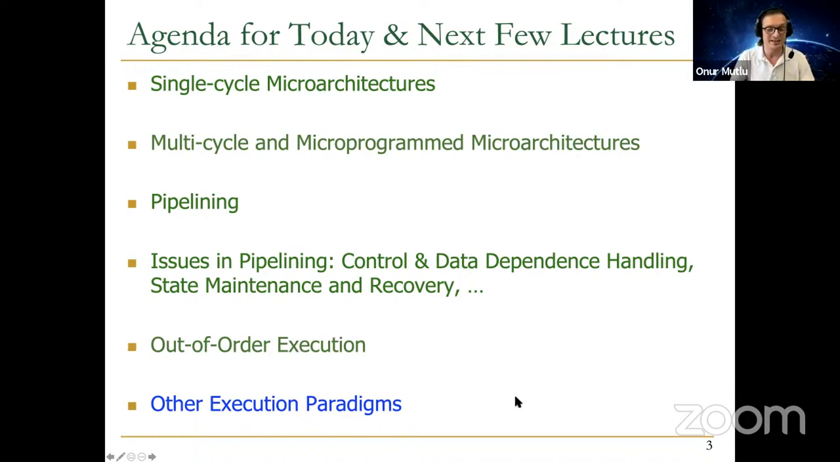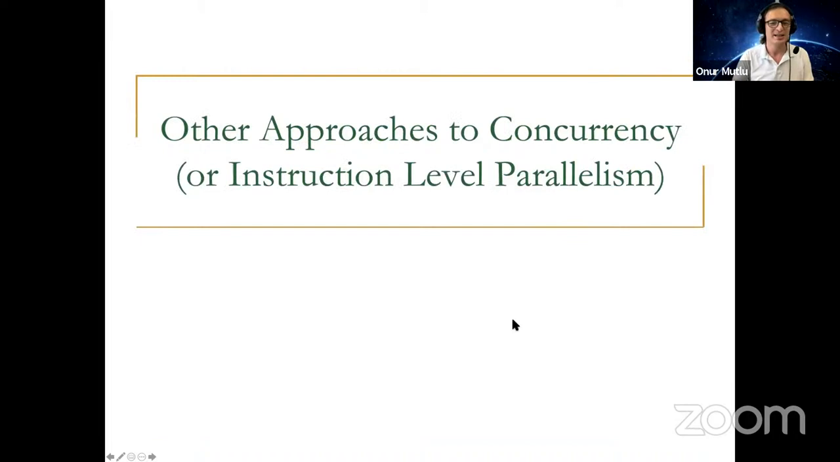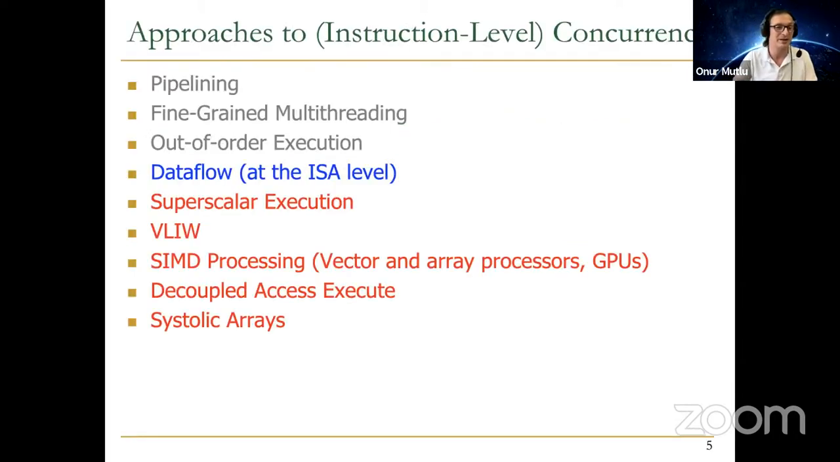Now, let's jump into other execution paradigms, briefly at least, before we cover control dependence prediction, which is branch prediction. And then we will go back to other execution paradigms. We're going to cover a lot of other execution paradigms. In fact, we've been covering them. Clearly, pipelining is an execution paradigm, meaning it's an approach to how to get more concurrency out of your machine. And this is instruction level concurrency.